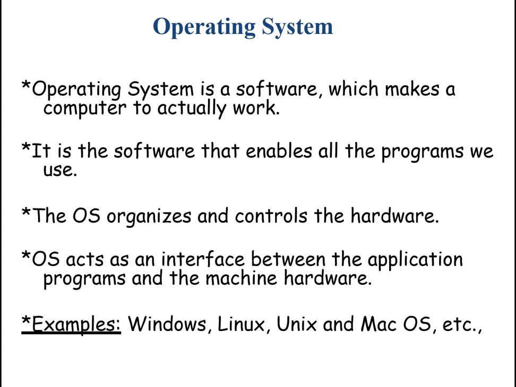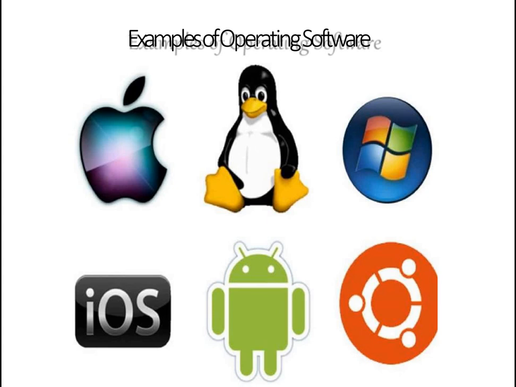So the examples are Windows, Linux, Unix, and so on. These are some examples of operating software. You must be familiar with all these, like Windows, Android, Mac OS, and so on.